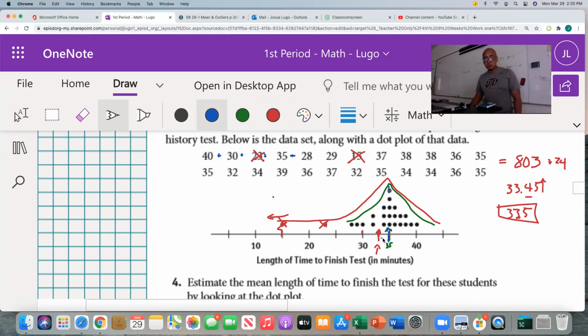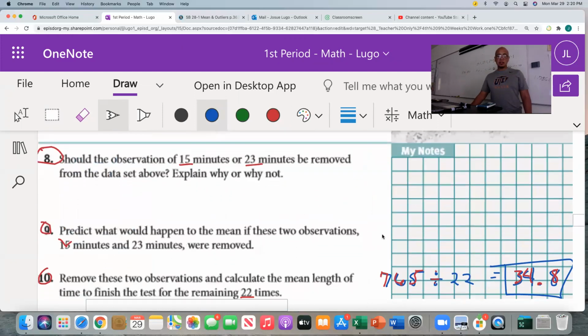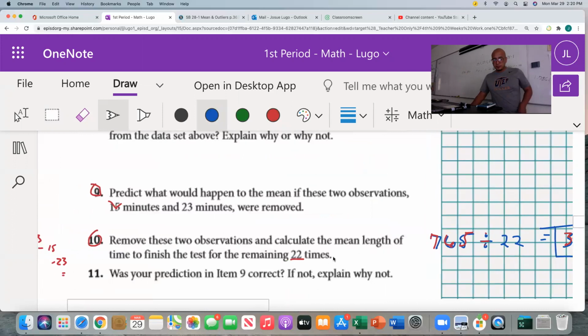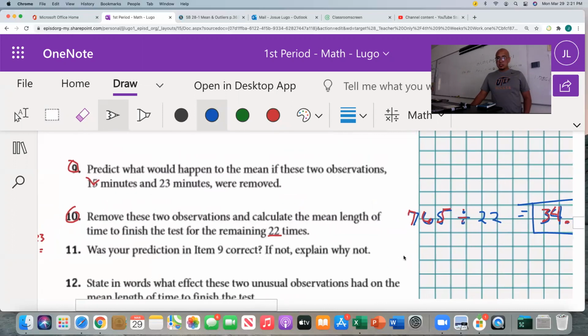Notice how our hypothesis was correct. When we took off these 2 points, it levels out. It is no longer skewed to the left. Now it is just almost perfectly symmetrical. So our hypothesis was correct, ladies and gentlemen. So yeah, that's pretty much it for that problem.